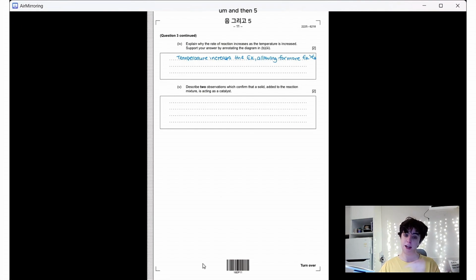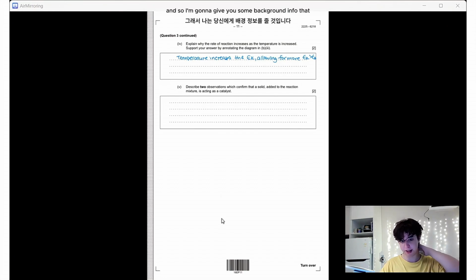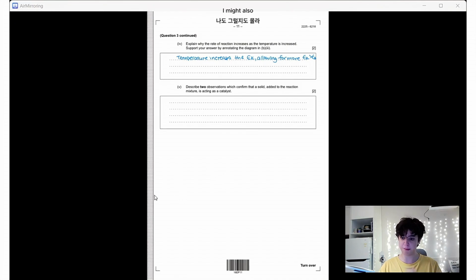And then part 5 is going to be to describe 2 observations that confirm that a solid added to the reaction mixture is acting as a catalyst. This one I feel is a bit more difficult for SL students because they don't learn about multi-step reactions. So I'm going to give you some background info with that. And now that I know that this is a question SL students have to answer, I might also incorporate it into my own teaching and lessons as well.